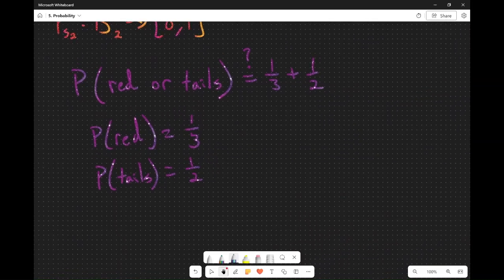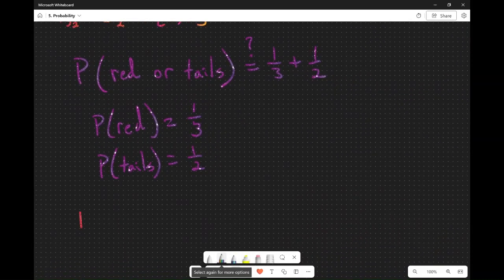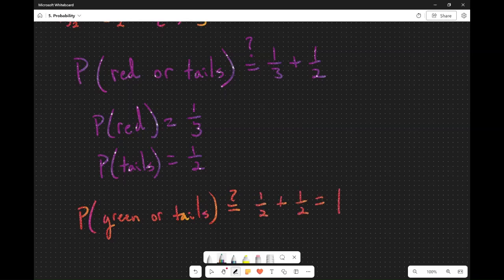What would be the probability? Let's try another one. Let's try the probability of green or tails. And this will make it a little bit more clear. If we follow the same logic, we would get 1/2 plus 1/2, which equals 1. And this would imply that we could only get green or tails.